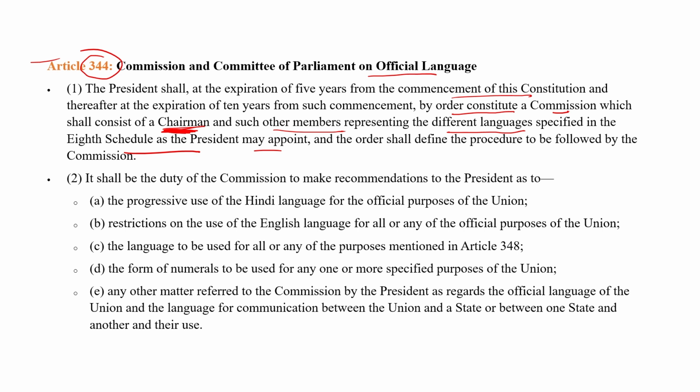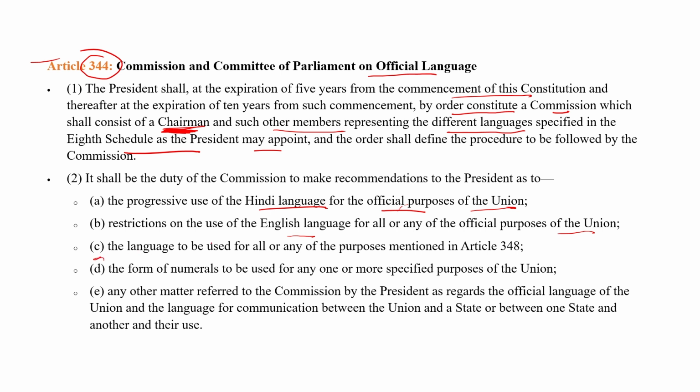And what will be the work of the commission? The commission will work for the progressive use of the Hindi language for the official purpose of the Union. The first major purpose of the commission is the progressive use of the Hindi language for the official purpose of the Union. And the second major purpose is to restrict the use of the English language for all or any of the official purposes of the Union.